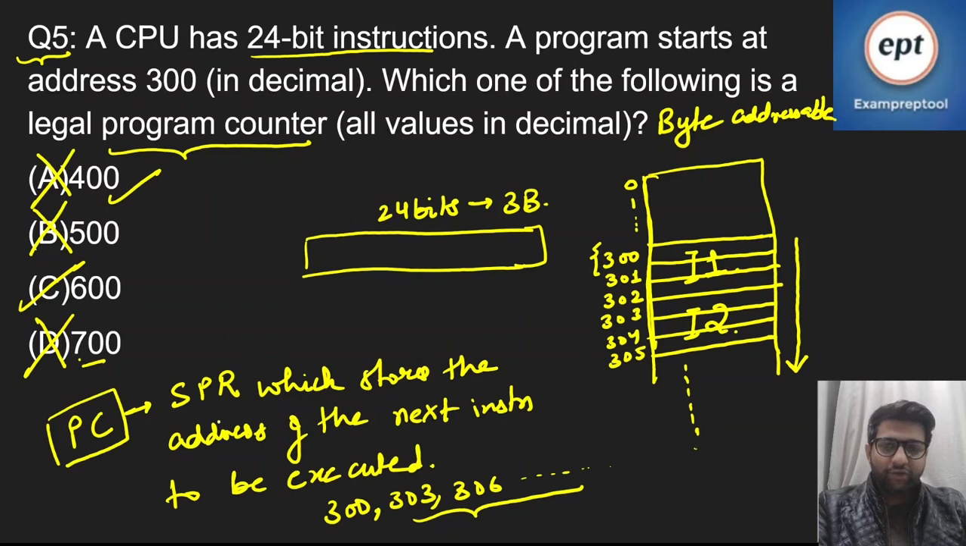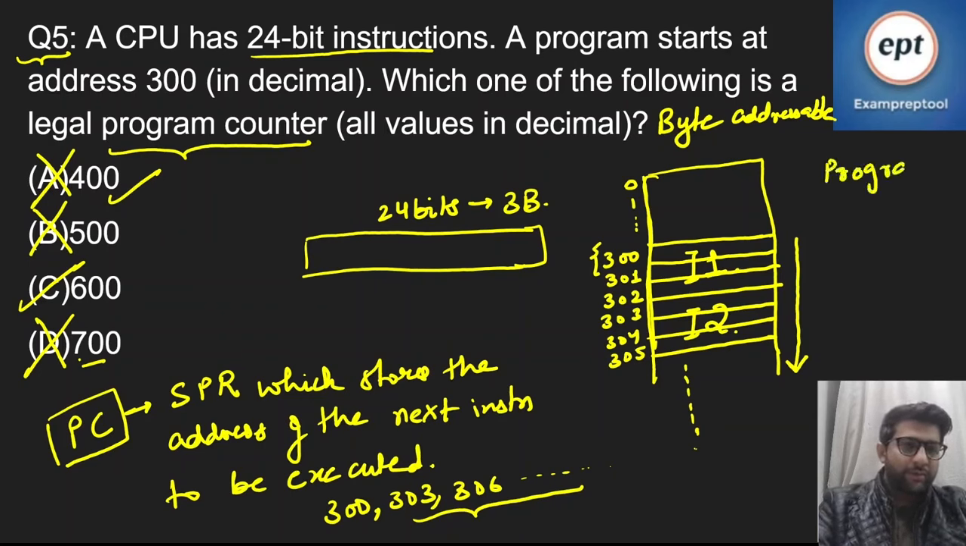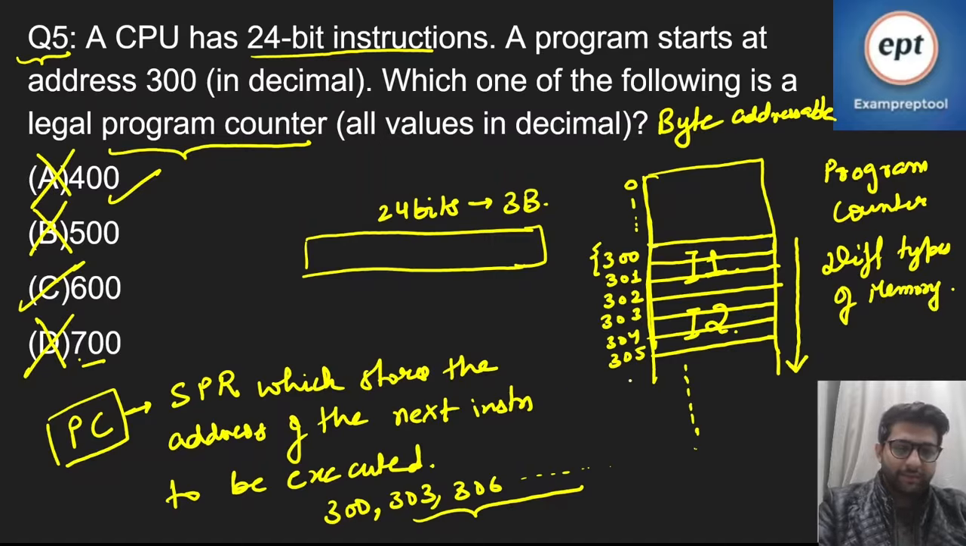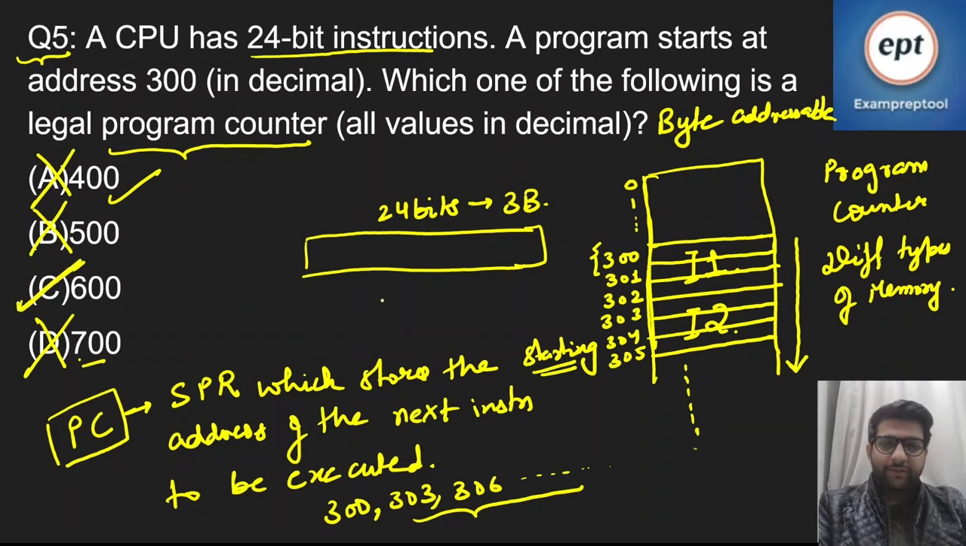So what are the concepts that you should know here? You should have known about the concept of program counter, right? Different types of memory, the byte addressable and the word addressable memory, right? And that the program counter stores the starting address of the next instruction, right? So the answer will be here option C.